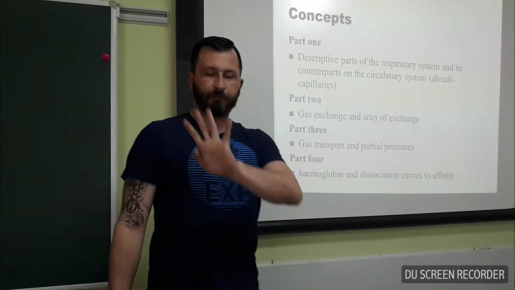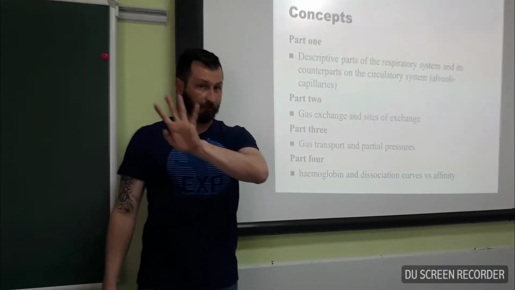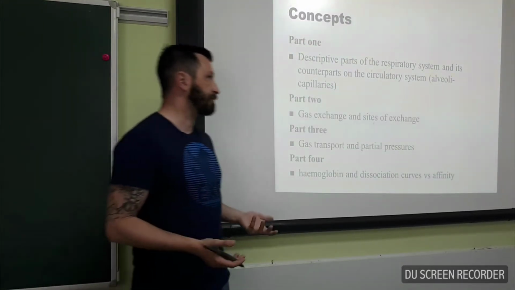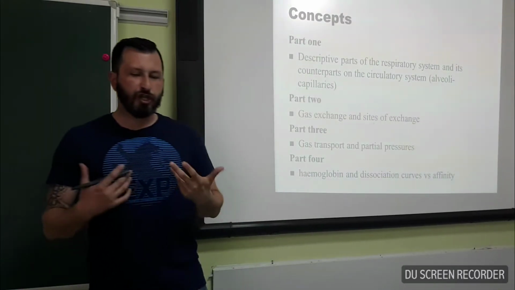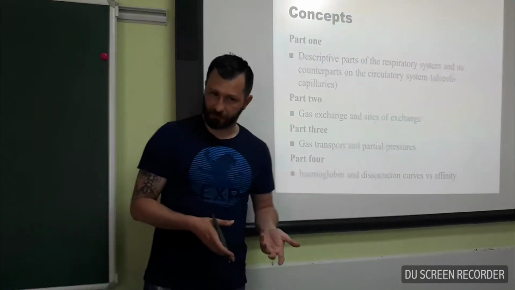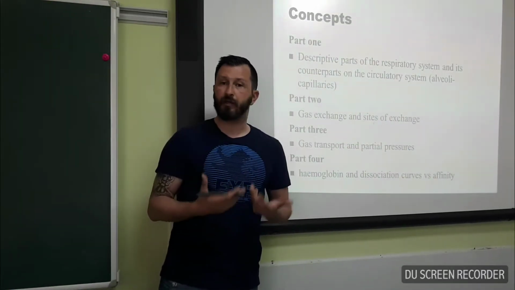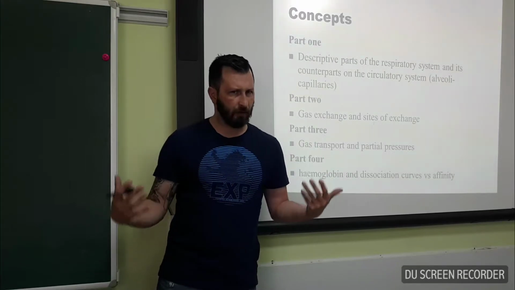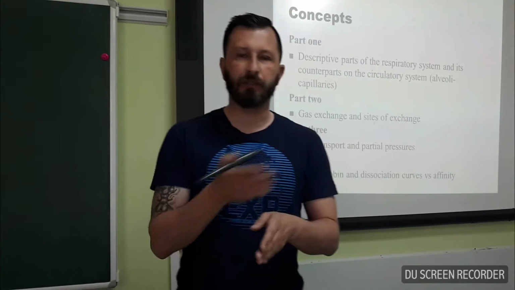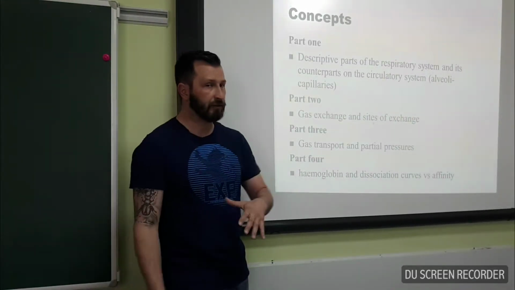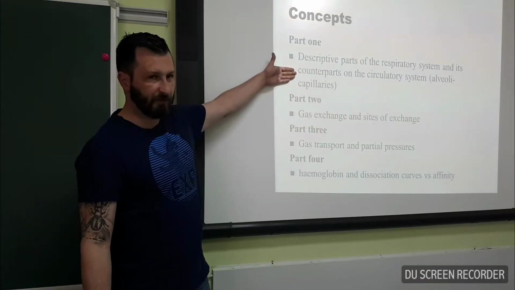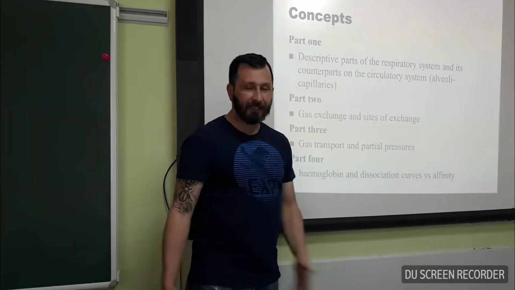Concepts. We have four main concepts for this lesson. The first one is the descriptive part of the respiratory system and its counterparts in the circulatory system. Not the respiration, the respiratory system: lungs, airways, alveoli, and how we make blood circulate around our bodies. Not the actual exchange of gases, because that comes later. Part 2, gas exchange as opposed to respiration. Gas exchange and sites of exchange.